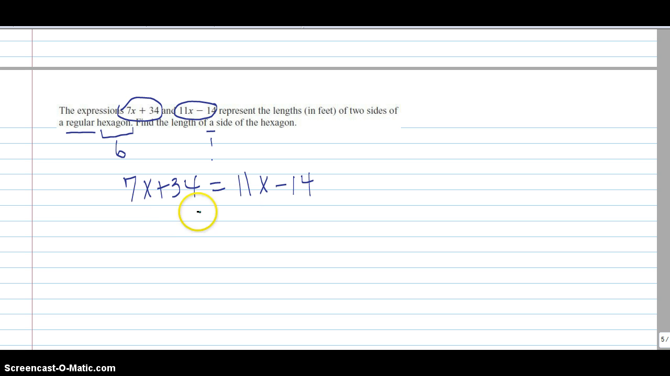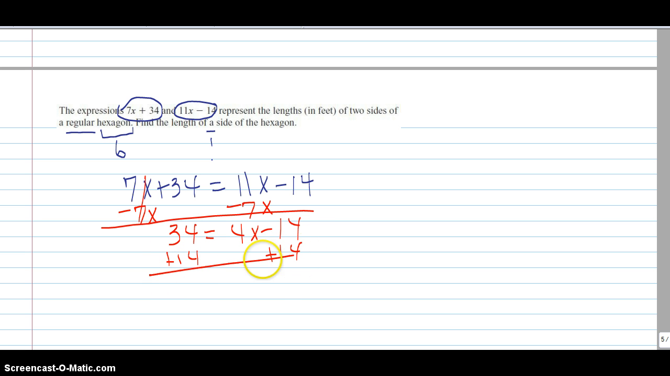X is on both sides. Which one's smaller? 7 or 11? 7. Subtract 7x, subtract 7x. Goes away. 34 equals 4x minus 14. Then we have to add 14. Cancels. 48 equals 4x. It doesn't want 4x, it wants just a side, one side, which is just x. Well, not x, but hold on. Yeah, divide by 4, divide by 4. X is equal to 12.